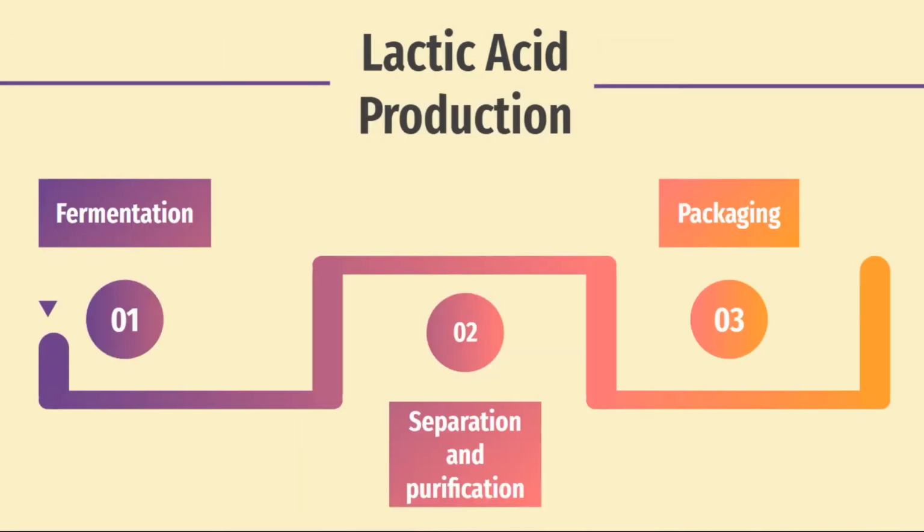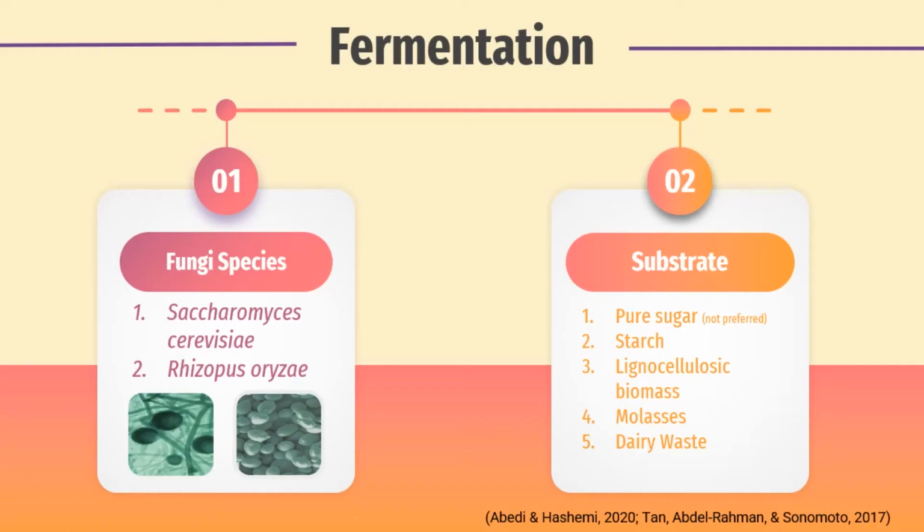This is the flow chart of what we will be covering for the rest of the presentation. We start with fermentation as the upstream processing, continue with separation and purification, which is the downstream process, and finish with the packaging of lactic acid. A crucial step in the lactic acid upstream process is fermentation. Microorganisms used are yeast, specifically Rhizopus oryzae and Saccharomyces cerevisiae, both able to produce optically pure L-lactic acid.